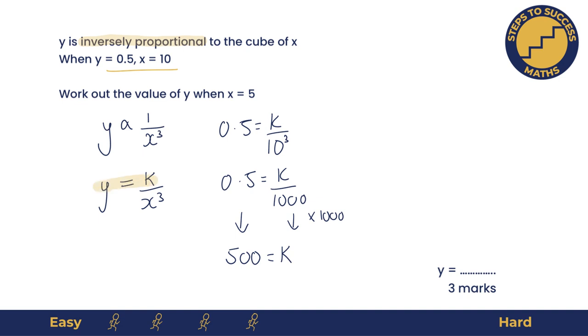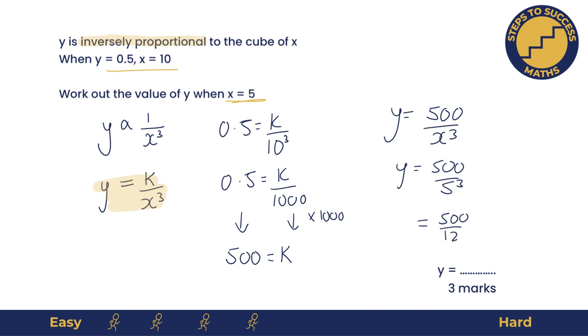Now rewrite it. Y is equal to, we know K is 500, over X cubed. Now let's answer the question. What's Y when X is 5? Y is equal to 500 over 5 cubed. So 500 over 125, which is 4. Y is equal to 4.